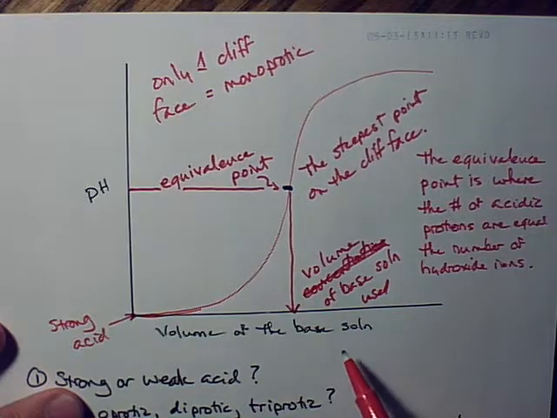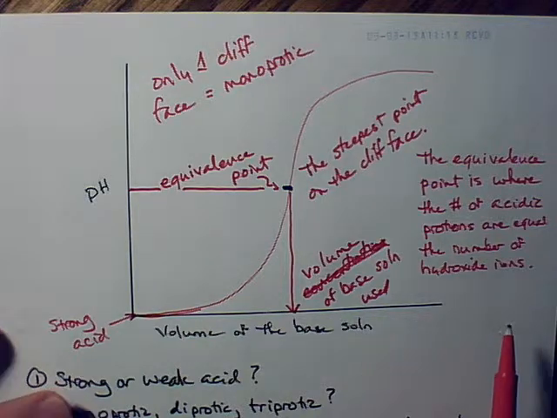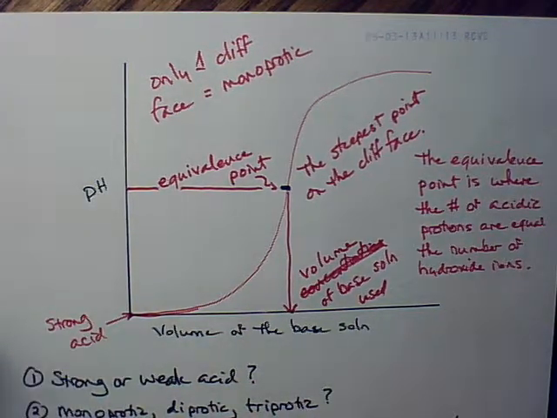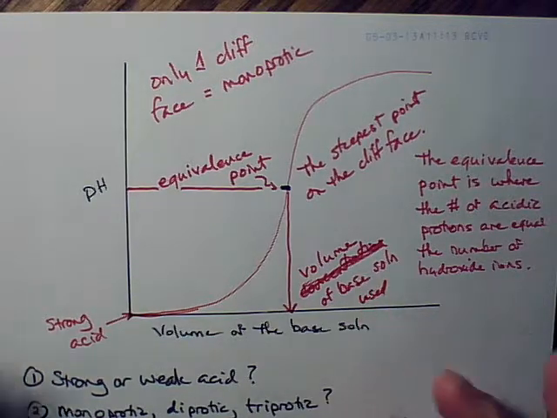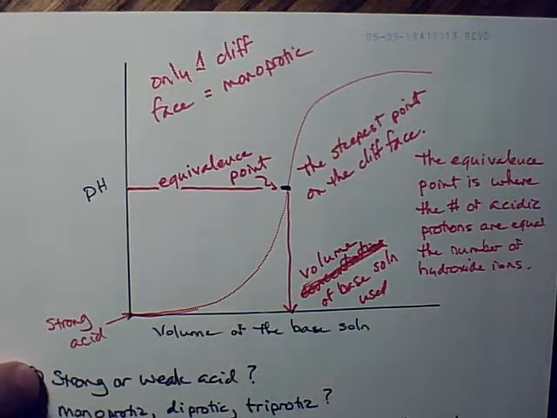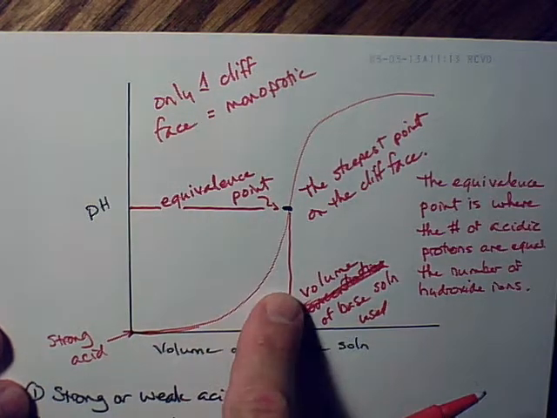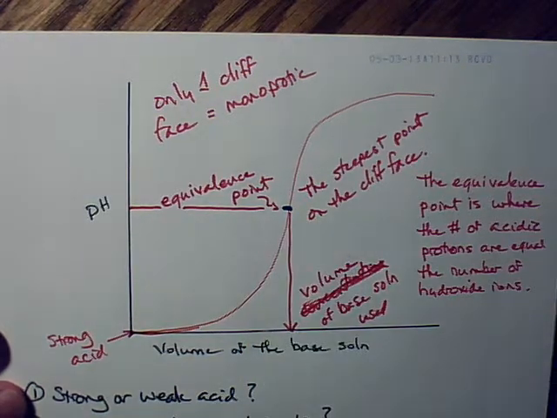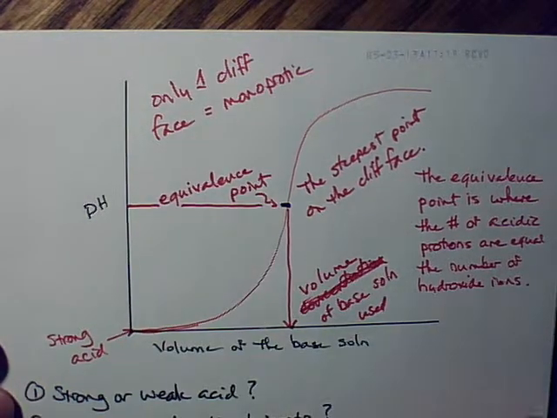You know the concentration, and the volume and concentration together is going to be how you figure out the original concentration of the acid, which you didn't know. Okay? Got that? Well, we'll talk about the stoichiometry later. So once we know the volume used, then we will already know the concentration. We can calculate the concentration of the acid using stoichiometry. All right, you got that? Strong acid, monoprotic, know the volume of the base solution used. Those are the key things you get from this graph.